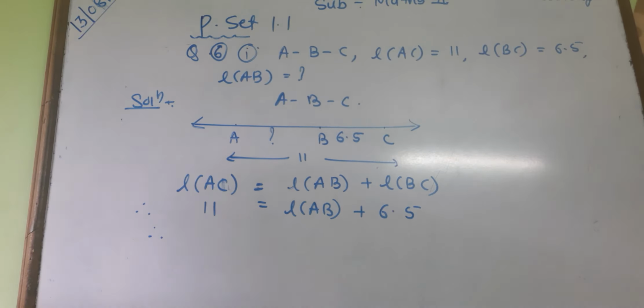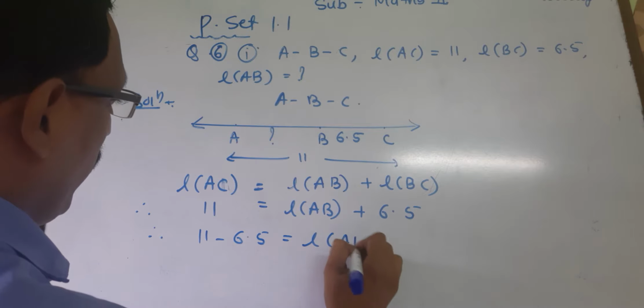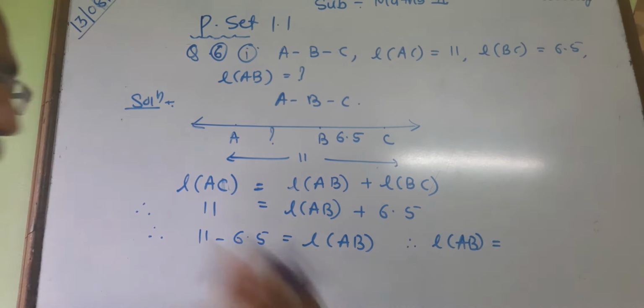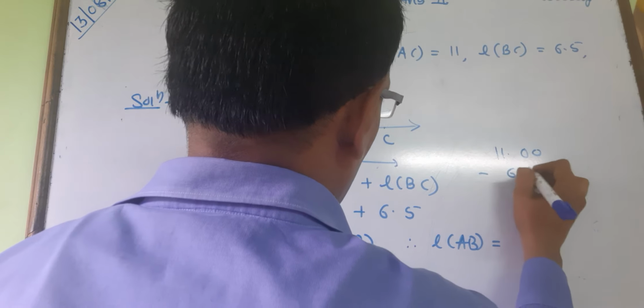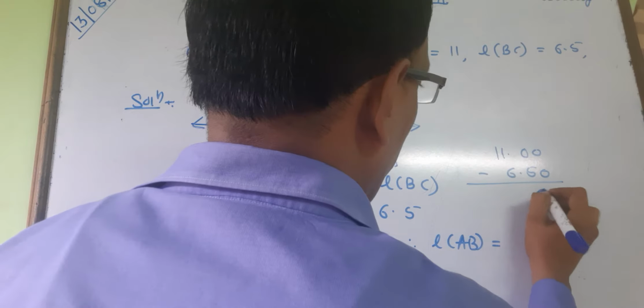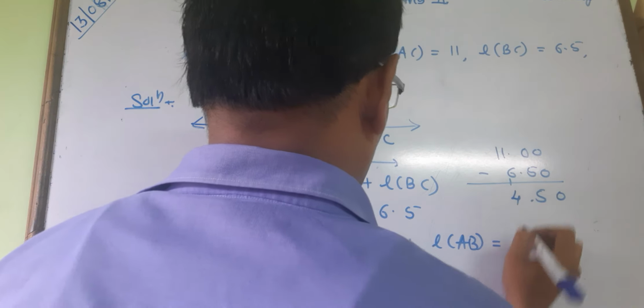What is our next step? Just bring the 6.5 to the left hand side. So it will be 11 minus 6.5 is equal to length of AB. So we have length of AB is equal to 11 minus 6.5. Don't make any mistake in doing this calculation, students. So it will be 0, it will be 5, 6 plus 1 is 7, 11 minus 7 is 4.